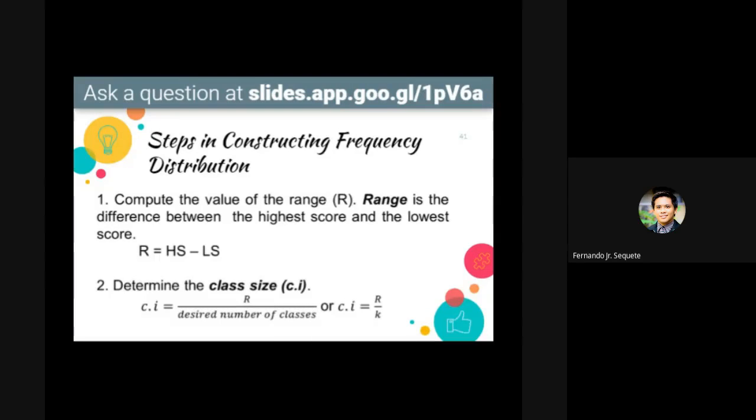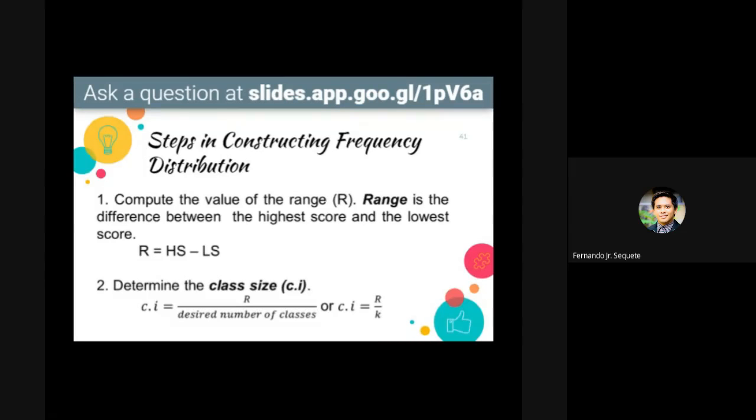Now, for example, kung meron tayong quiz na 20, may nakakuha ng 20, that's the highest score. At saka meron nakakuha ng 10 na lowest score. So 20 minus 10, you have 10. So that is now the range of your frequency distribution. Now, right after getting the range, children, you have to determine the class size. Again, yung class size natin, let's try to look at kung ilan ba yung makukuha nating leveling.